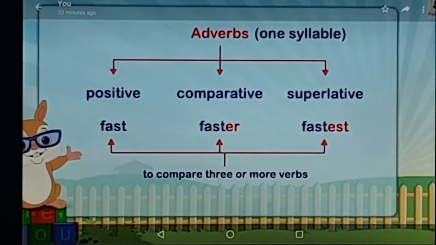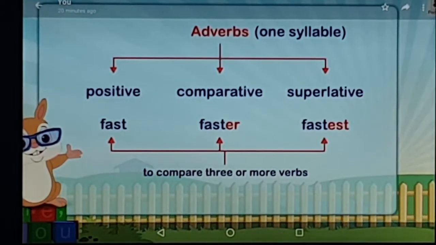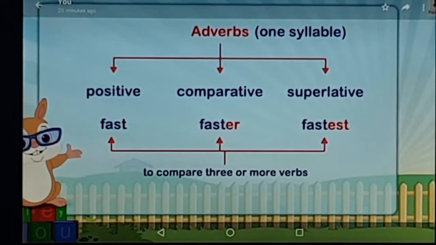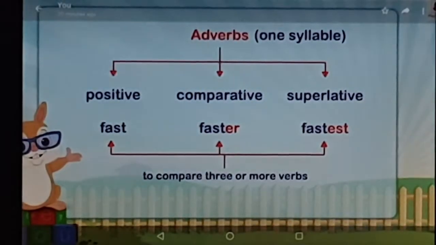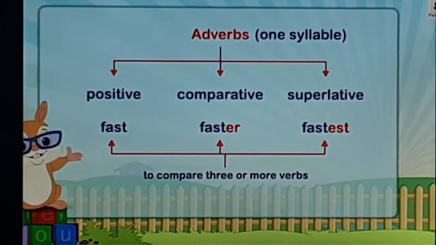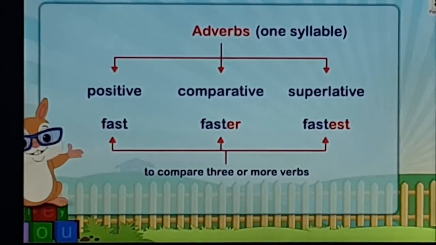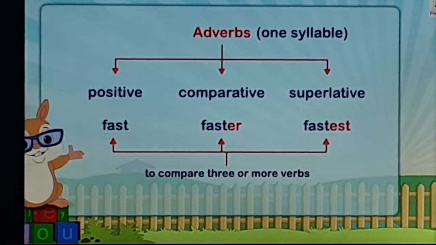Syllables are parts of a word we break it into. When we pronounce a word or spell a word, we break the word into different parts. Take this word fast, we say it in just one breath, that means it is a one syllable word. And when we change it into faster, it becomes two syllables, fast and er, and fastest is again a two syllable word.